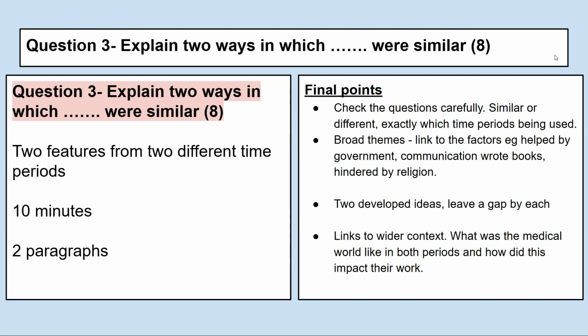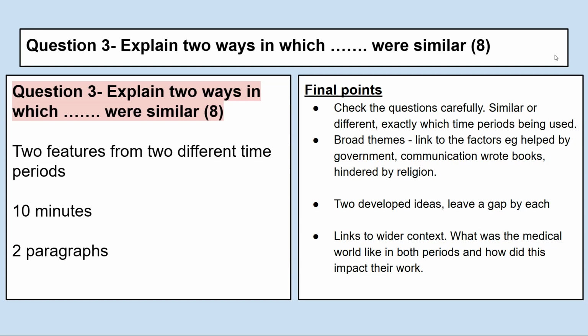So, just some final points for this one. Just check the questions carefully. They've always said the word similar before, but they have said it could be different. I know that's a pain, but just check that, okay? Also check the time periods being used. If they say 17th century, for example, they're talking about the 1600s. Just be aware of the different time periods they might talk about. Don't make mistakes.